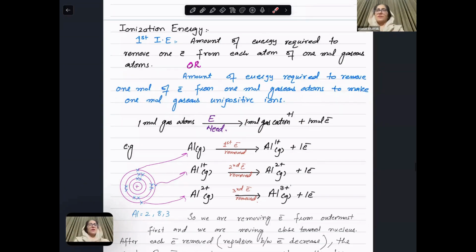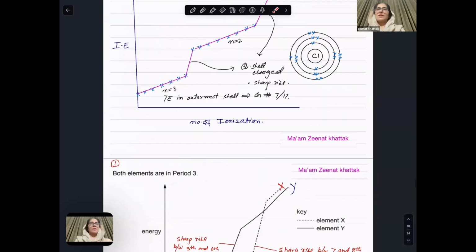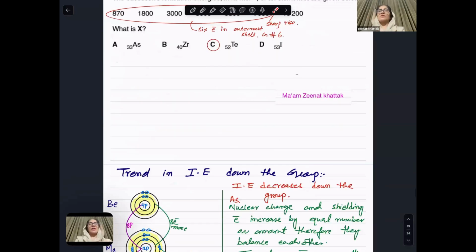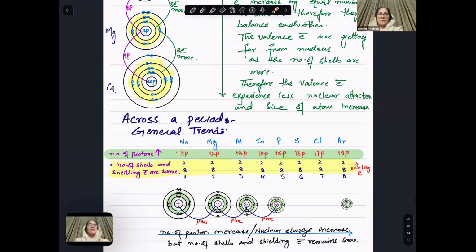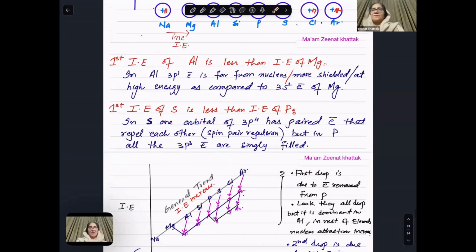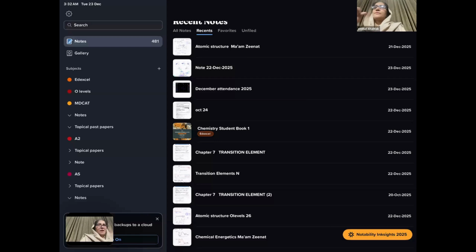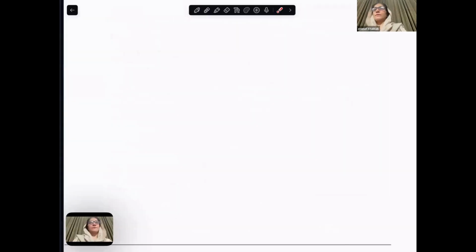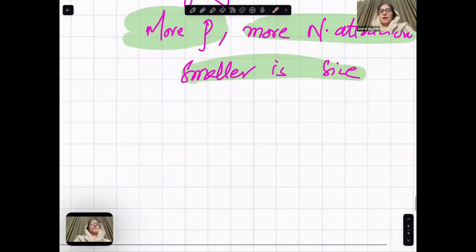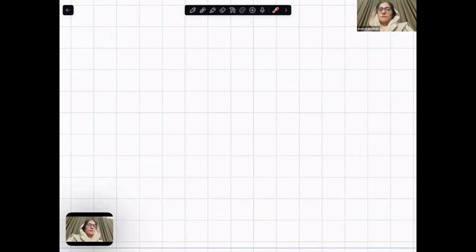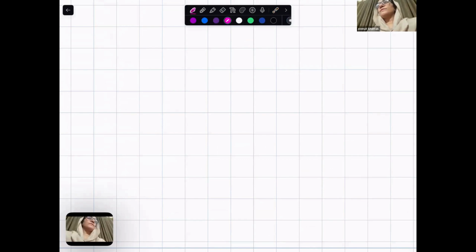Now I'm going to apply this. Then we are going to study the trend down the group and the trend across a period. Look, ionization energy is measured in kilojoules per mole of the electron removed.